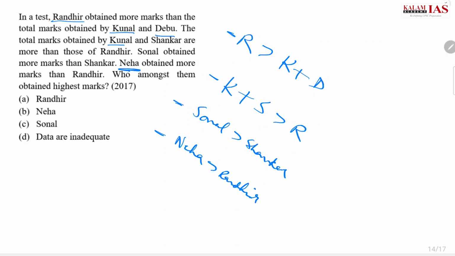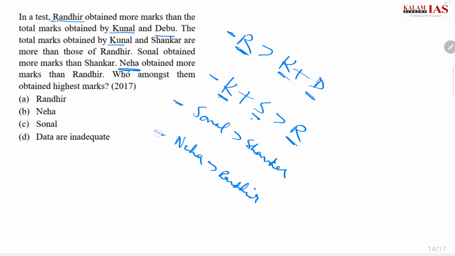Now it is given Sonal has scored more than Shankar, and we know that the total marks obtained by Kunal and Shankar are more than those of Randhir. As you see, every equation is independent and there is no direct relation between any of these relations, because it is given Kunal and Shankar have scored more than Randhir, but individual scores are not known. Same is the case here. Randhir has scored more than Kunal and Debu, but we don't know the individual score of Kunal and Debu, neither can we rearrange them to get a satisfactory relation.